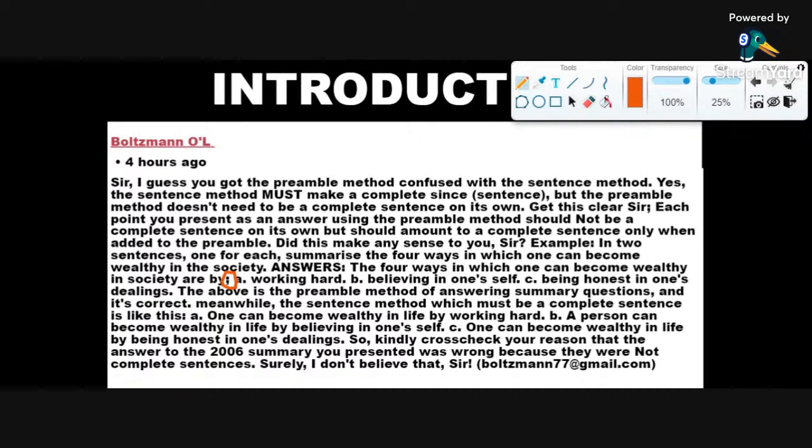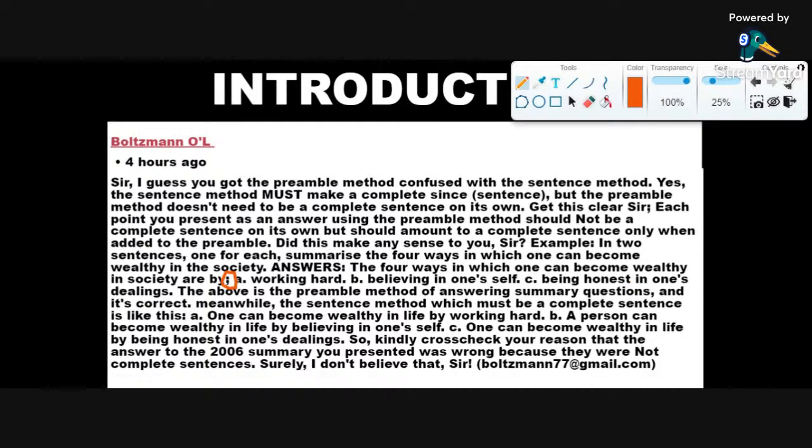Each answer you are putting forward here is a phrase. Working hard is a phrase. Believing in oneself is a phrase. Being honest in one's dealings is a phrase. So the ideal practice is to end the first one with a colon, the second one with a semicolon, please. The second one with a semicolon, and the last one with a full stop.